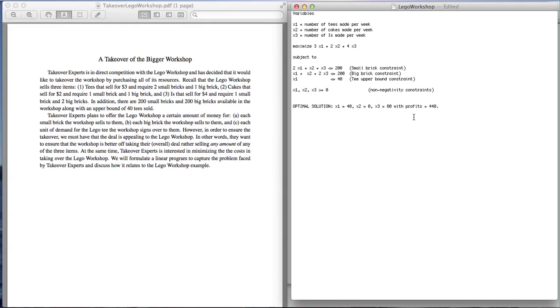Now, what Takeover Experts is going to do is offer a contract to the Lego Workshop in order to take the Lego Workshop over. In particular, it's going to offer a price per resource for each small brick, each big brick, and each unit of demand for the Lego T. Obviously the Takeover company doesn't want to spend a lot of money, so they want to minimize cost in taking over the Lego Workshop.